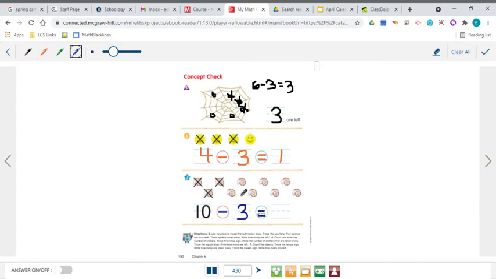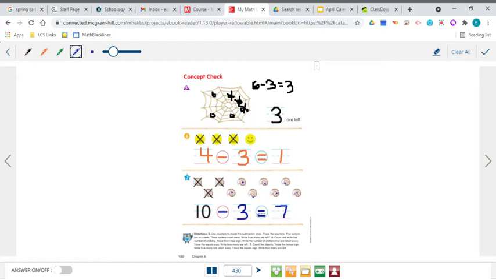So 10 minus 3 equals 1, 2, 3, 4, 5, 6, 7. That's the part that's left. So there's our part whole. The part that we took away, 3. The part that's left, 7. And the whole thing we started with was 10.